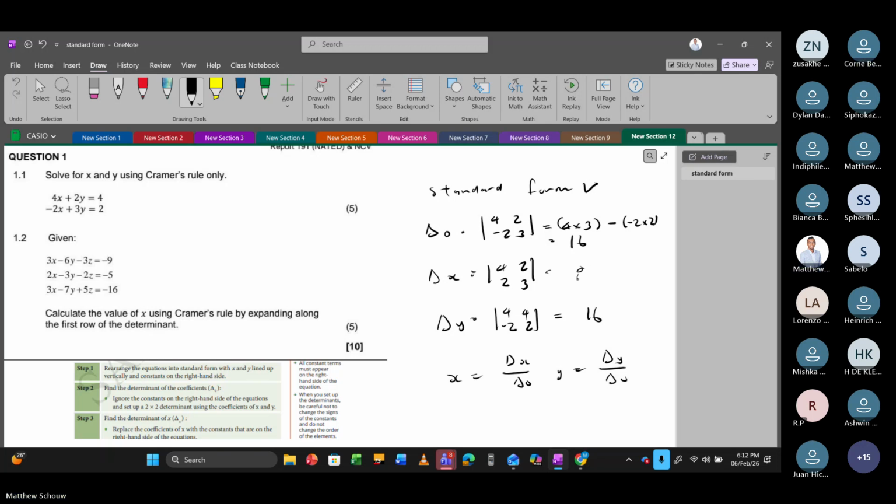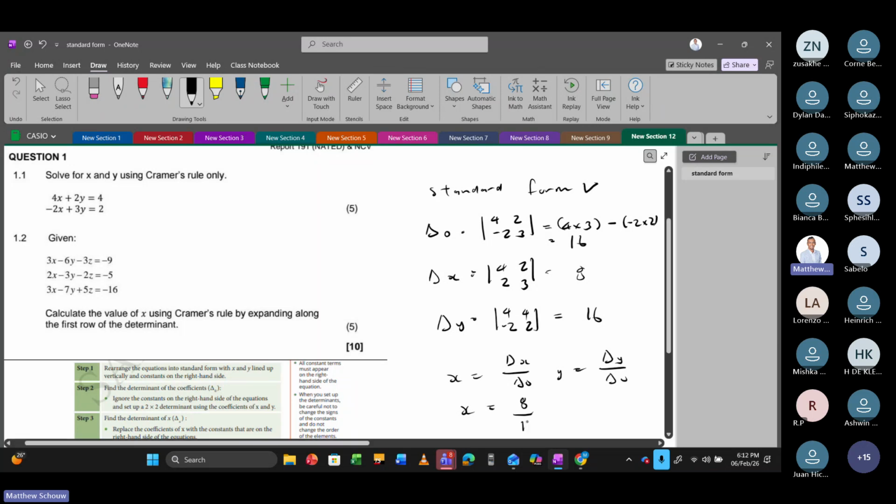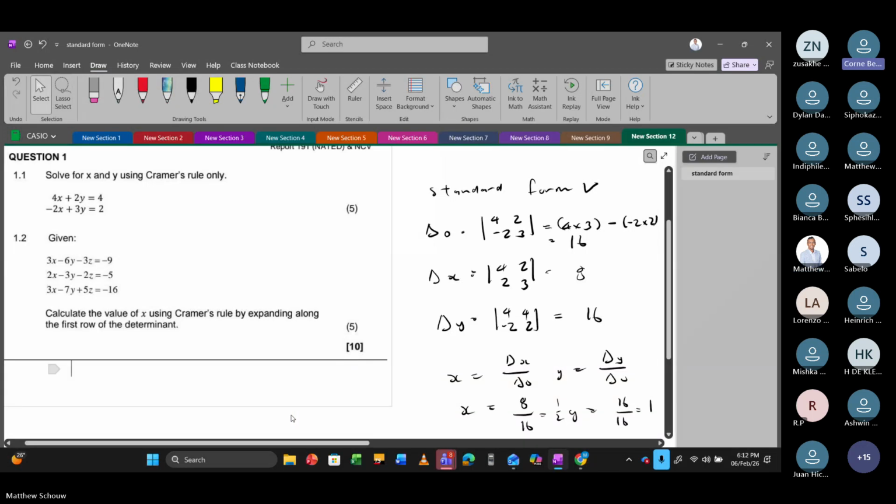Once we have this, all we do is put in 8. 8 over here, 8 divided by 16. Y is equal to delta Y, 16 divided by 16. And this should be a half, and that is 1. Is that not so easy? Yes, sir.